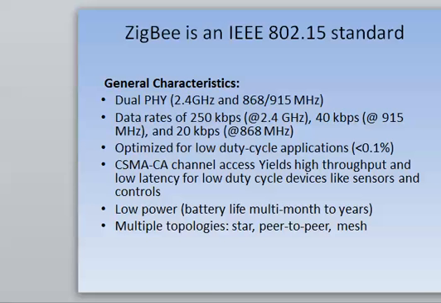It's optimized for low duty cycle applications, and the CSMA-CA channel access yields high throughput and low latency for low duty cycle devices like sensors and control. It's really low power, so the battery lasts for a long time, from multiple months to years. The multiple topologies are star, peer-to-peer, and mesh.